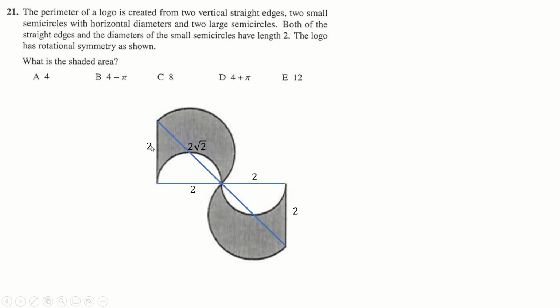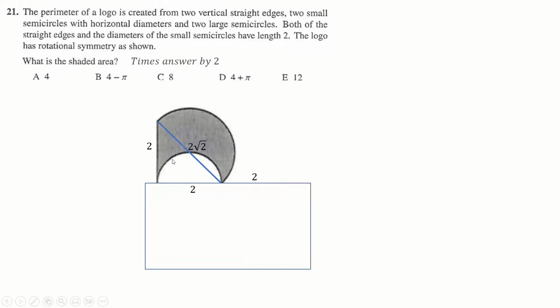And of course, Pythagoras: 2 squared plus 2 squared, rooted, is 2 root 2. So this has diameter 2 root 2, and that's the semicircle. Now, I'm not really sure why they gave you 2 of these, because you can just halve it down, focus on this area, and times the answer by 2. So, okay, how do we find this area then?